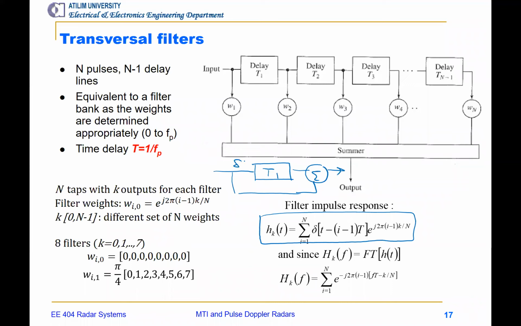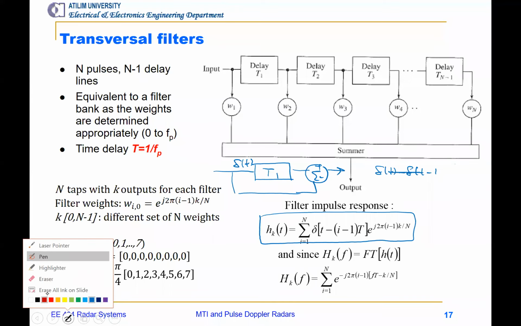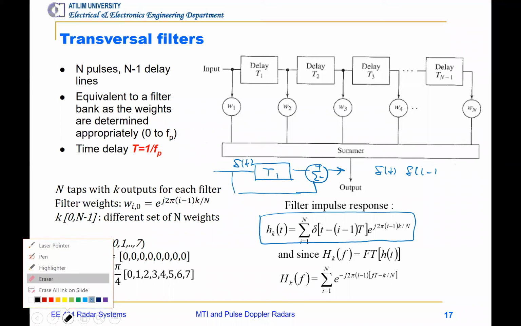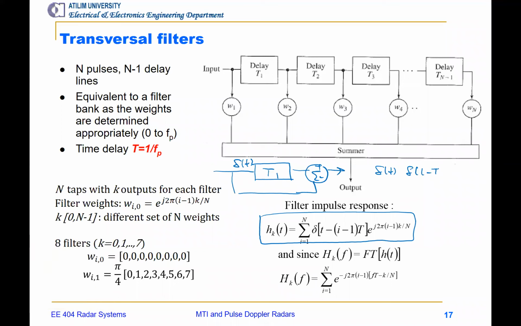Here is a Dirac delta at the input. So the output is going to be delta(t) minus delta(t minus T). Okay, so this is the impulse response of the single delay line canceller.